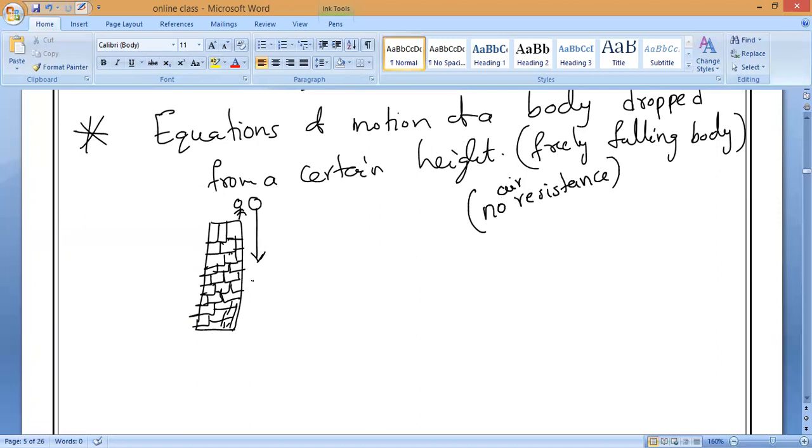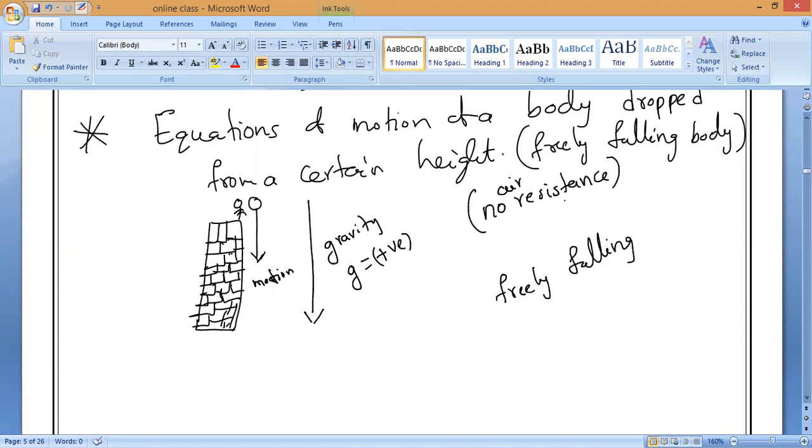Now freely falling means the motion is in the same direction, and the direction of gravity is also what, guys? Pulling force. The gravitational force is also in the same direction. So is g positive or negative? Positive. Now, if it is freely falling, as I told you, what is the initial velocity? Initial velocity is 0 meter per second.